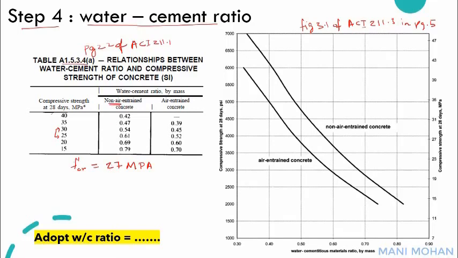Since we have non-air entrained concrete in our example, if we interpolate, we get the adopted water cement ratio as 0.582. We have to do the interpolation between 0.61 and 0.54 because our target compressive strength for mix design concrete lies between 25 and 30. If we do the linear interpolation, we get the water cement ratio as 0.582.